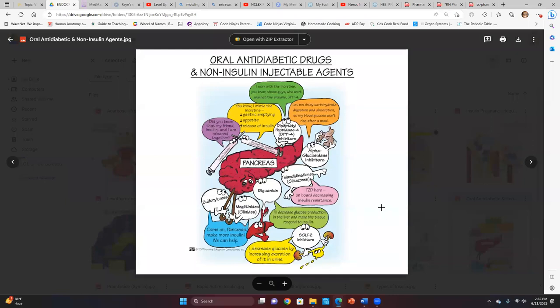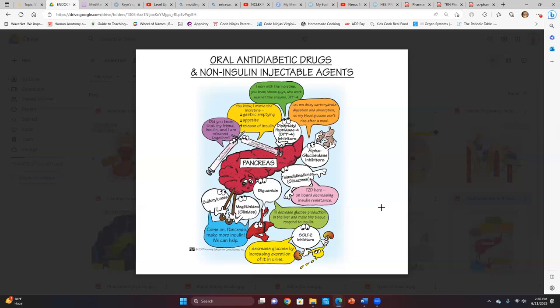This is a kind of coverall slide. Let's talk about insulins. Actually, we're not talking about insulins first. We're talking about oral antidiabetic agents first. These are taken by mouth. We're thinking glucophage, glipizide, and rosiglitazone. I don't think that's on the picture here, so let me stick with your glucophage and your glipizide.